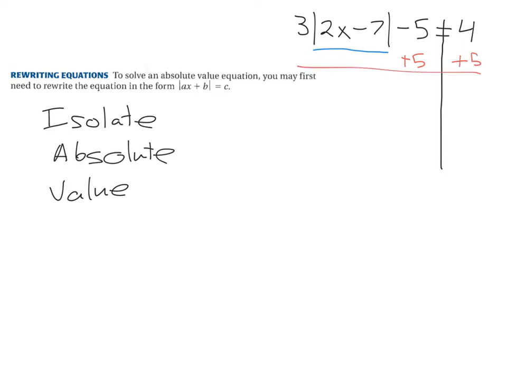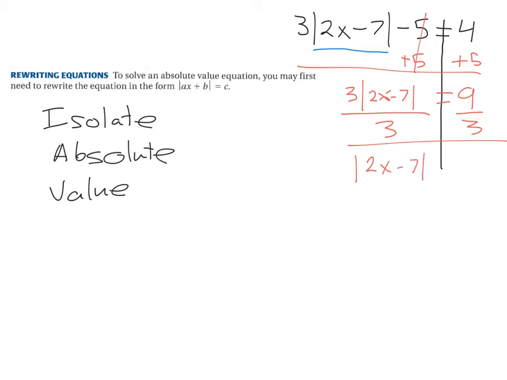I can do that. I get 3 times the absolute value of 2x minus 7. Nothing changed there. All that happened is we canceled out this minus 5 equals 9. Now this says 3 times the absolute value of 2x minus 7. The inverse operation of multiplication is division. So I'm going to divide both sides by 3. Now I have the absolute value of 2x minus 7 equals 3.